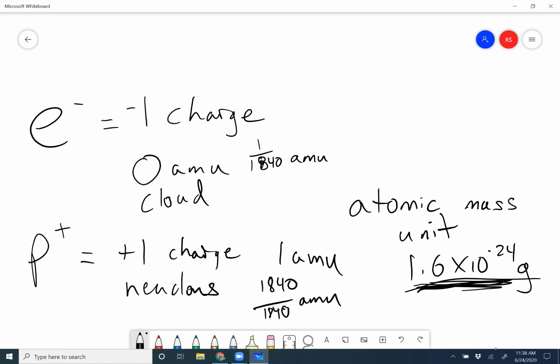Neutrons, also found in the nucleus. They have the symbol n with a 0, they have no charge, and they weigh 1 AMU, and they're found in the nucleus. But if we want to be accurate with their mass, they're actually 1841 out of 1840 AMU. They're slightly heavier, ever so slightly.